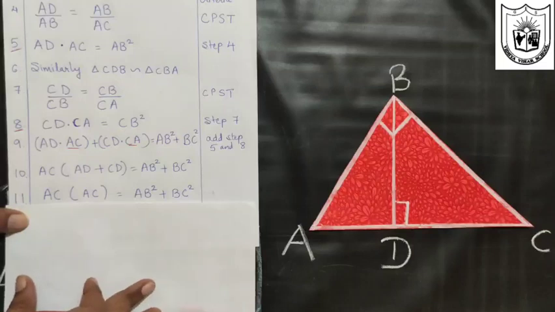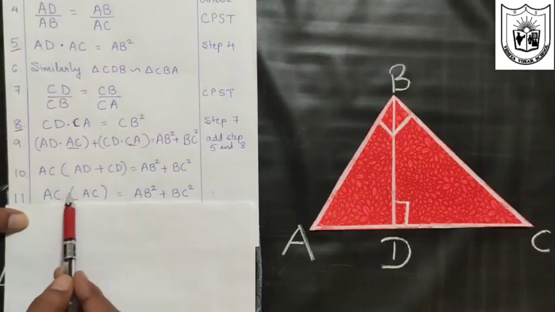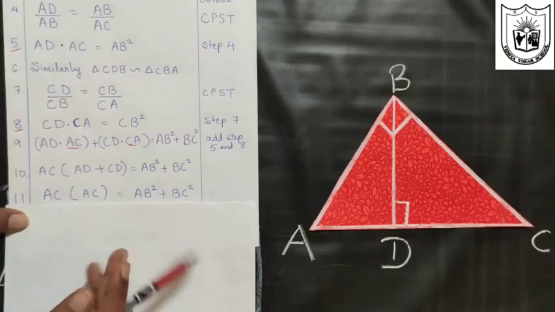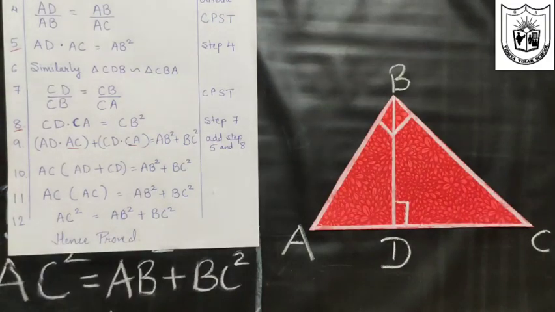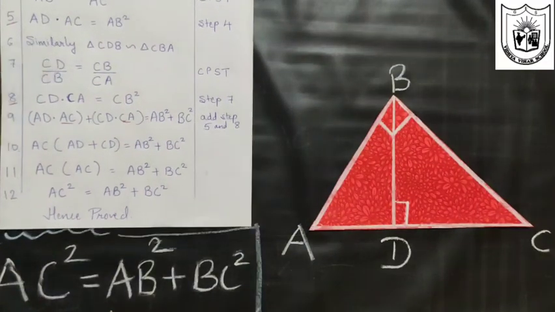And the remaining you will have to bring down. So AC, bracket AC, which means multiplication. AC multiplied by AC will give us AC square is equal to AB square plus BC square. So we have finally proved what we had to prove. That is, AC square is equal to AB square plus BC square. So you can say, hence proved.